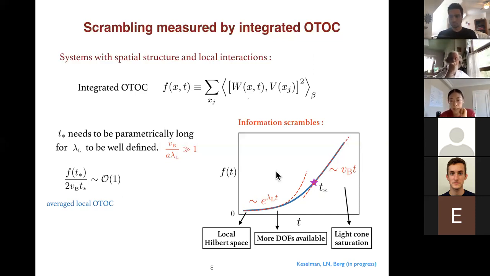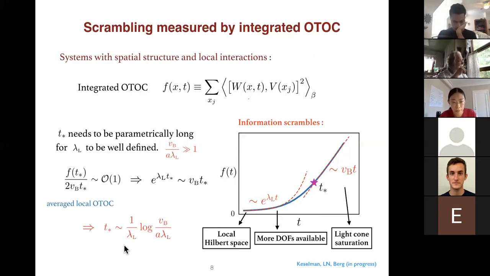Okay, thanks. So T star can be defined in the following way. T star is defined as the time when the average local OTOC reaches a significant value. This average local OTOC is the integrated OTOC divided by the size of the light cone. So if you like, this is the OTOC density. When this OTOC density reaches a significant value, that's where T star is. Similar to the local OTOC story I just told you before. This is equivalent to saying that T star is the time scale that separates the early exponential regime and the later linear regime.